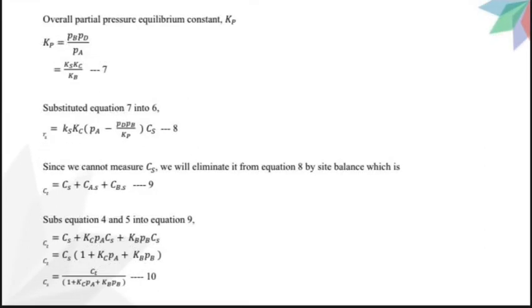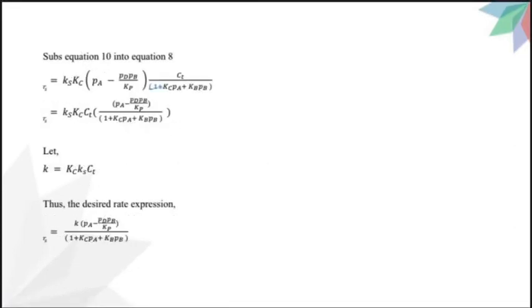Now the overall partial pressure equilibrium constant is applied into equation 6 to form equation 8. Since we cannot measure the concentration of active site, we will eliminate it from equation 8 by the site balance equation, which is equation 9. The equations are further simplified in terms of Cs, which is the concentration of active site. Equation 10 is substituted into equation 8. Let K equal Kc, Ks, Ct. Thus the desired rate expression is developed as stated in the slide.